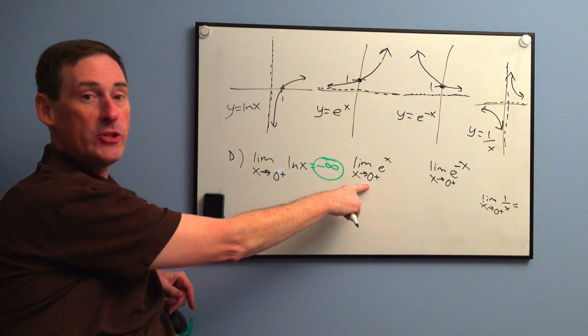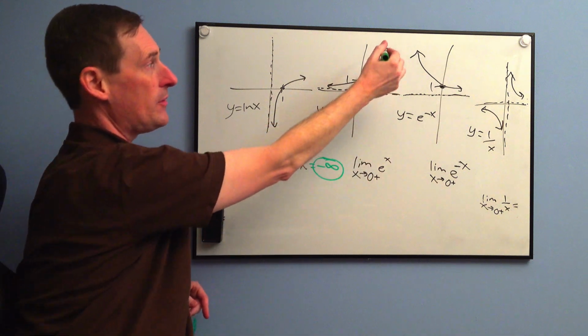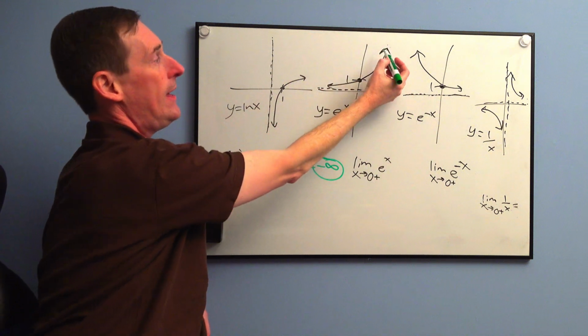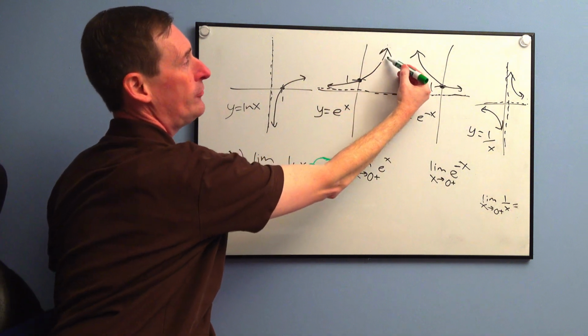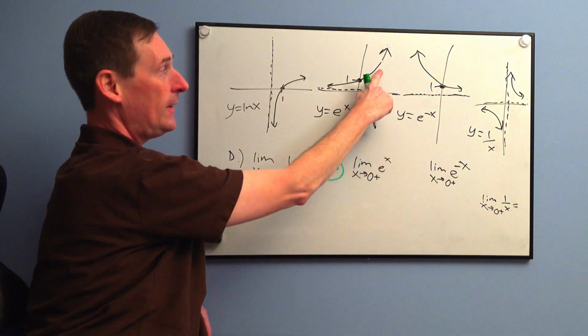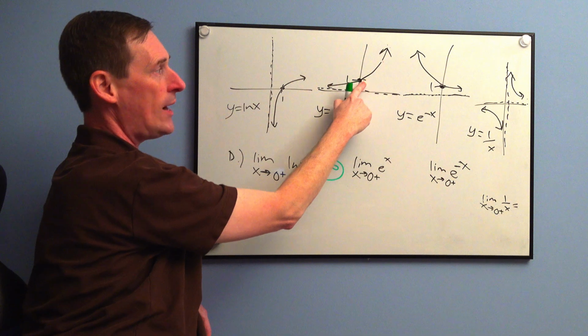Okay, approach 0 from the right-hand side. So we're going to come from the right-hand side. We're going to be on e to the x. Picture the growth curve. As you drive along this road from the right-hand side, the closer you get to 0, the more the road gets to y equals 1.